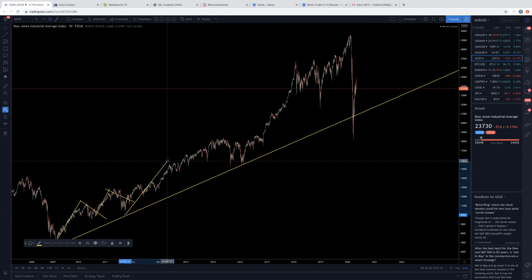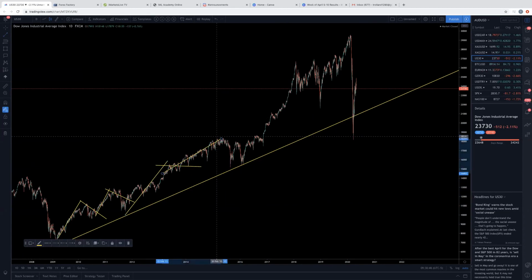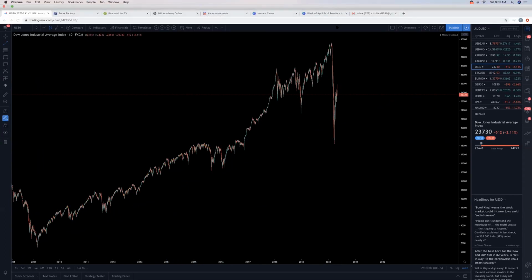right? This is a small flag. This is an ugly continuation, flag, and so on and so on. It doesn't matter, right? Does everybody understand that? Does anybody have any questions when it comes to that? No questions.